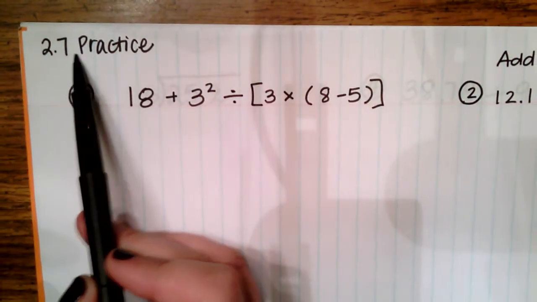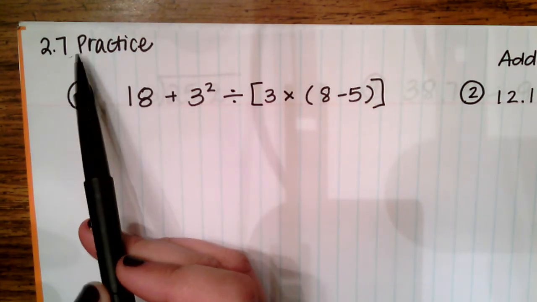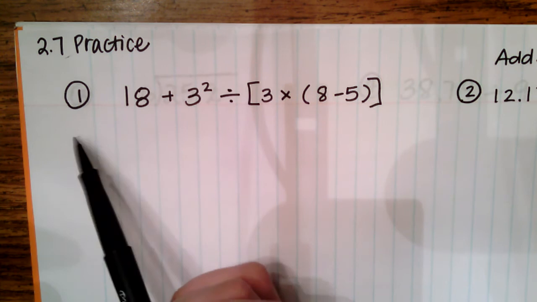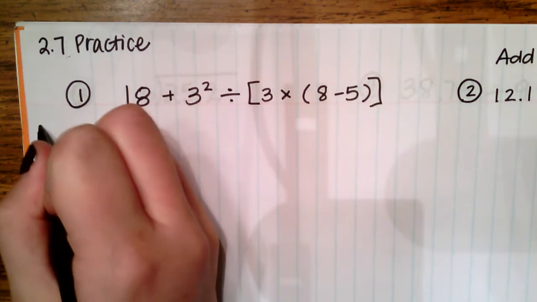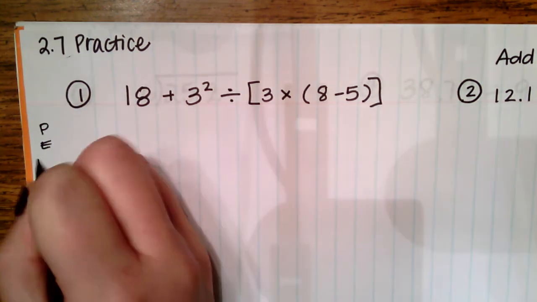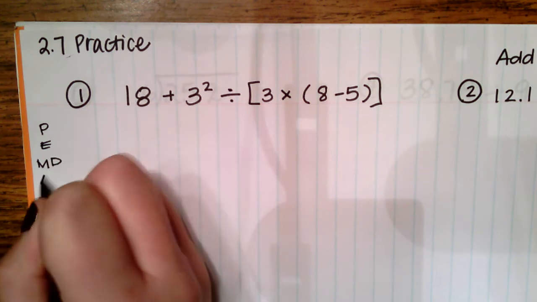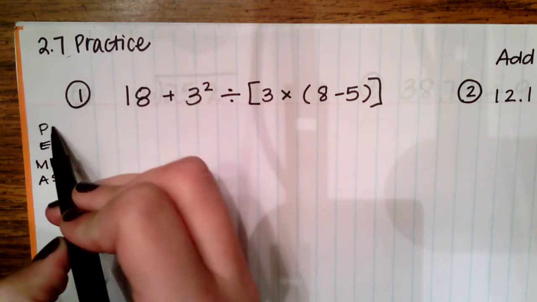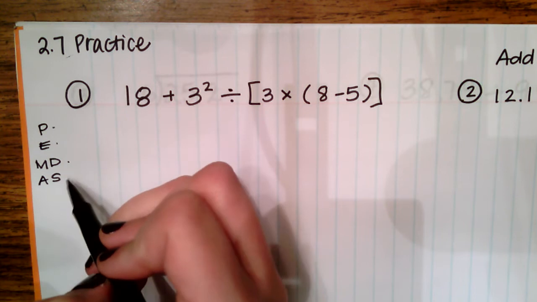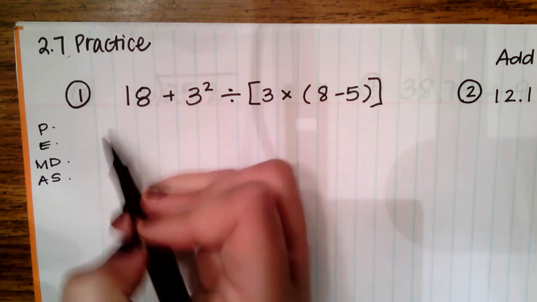These are the solutions for the 2.7 practice. Number 1, we have a review skill of PEMDAS. So I'm going to write my tool off to the side. Parentheses, exponents, multiplication, division, addition, subtraction.